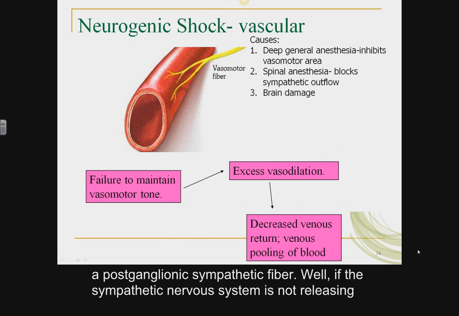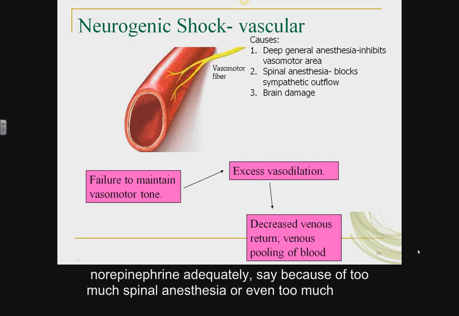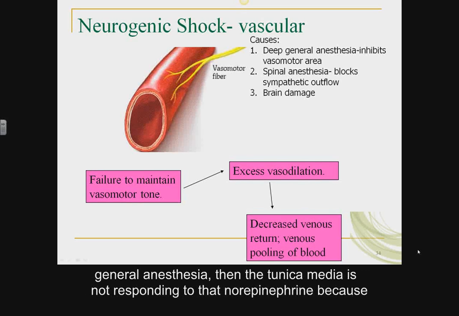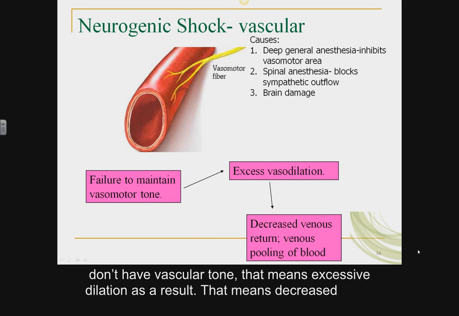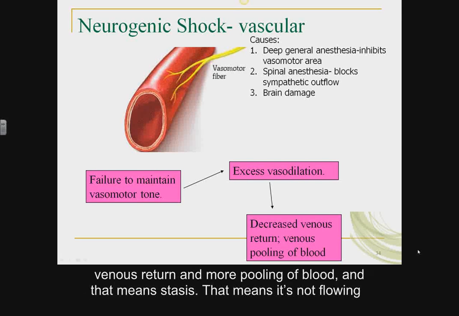Well, if the sympathetic nervous system is not releasing norepinephrine adequately, say because of too much spinal anesthesia or even too much general anesthesia, then the tunica media is not responding to norepinephrine because it's not being released, and that means failure to maintain vasomotor tone. If we don't have vascular tone, that is going to result in excessive dilation. That means decreased venous return and more pooling of blood and stasis. That means not flowing with adequate pressure.